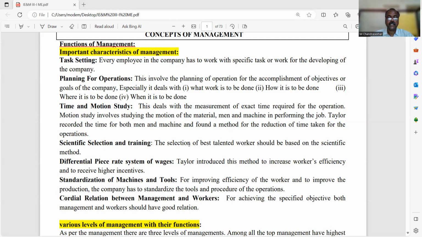Next one is scientific selection and training. The selection of the best talented worker should be based on the scientific method. Next one, differential piece rate system of wages. Taylor introduced this method to increase workers' efficiency and to receive higher incentives. Next one, standardization of machines and tools. For improving efficiency of the worker and to improve the production, the company has to standardize the tools and the procedure of the operations. The last one, cordial relation between management and workers. For achieving the specific objective, both management and workers should have a good relation.